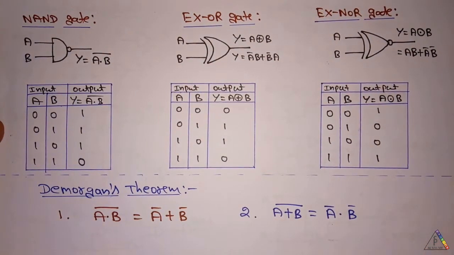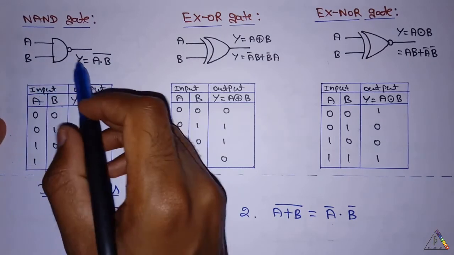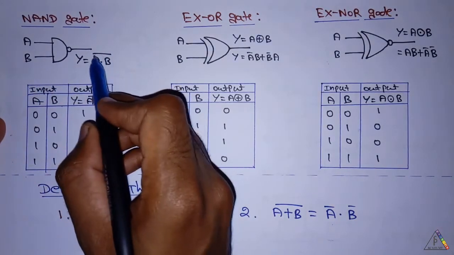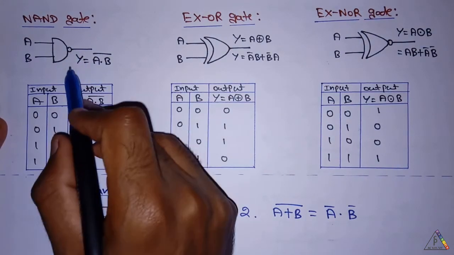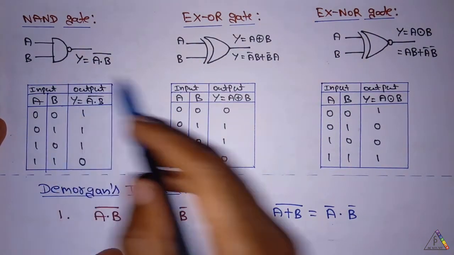Next is the NAND gate with the two inputs A and B. The output Y is equal to A dot B whole complement. This bubble indicates the complement of the AND gate. This is the truth table of the NAND gate.